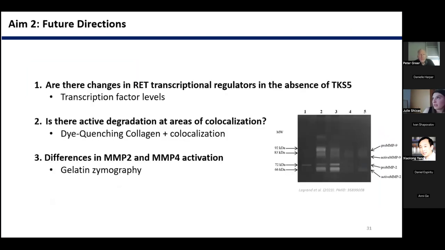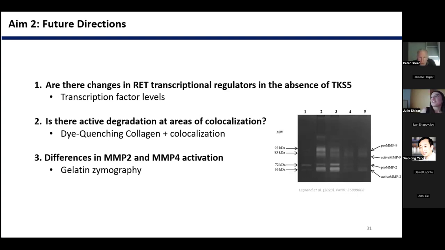This brings me to my second aim and the future directions. The first is to discover whether there are changes in RET transcriptional regulators in the absence of TKS5. So we see that knocking out or knocking down TKS5 does affect RET transcript levels, so there are less. But is there a change happening to perhaps the transcription factors that are regulating RET transcription in the first place? We can do this using RT-qPCR again, looking at different transcription factor levels.